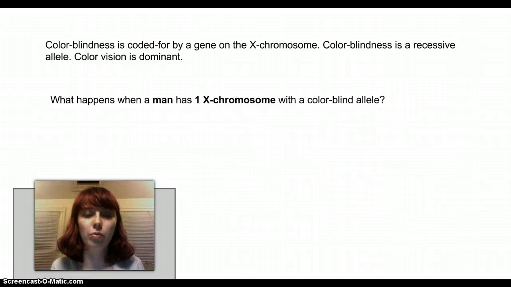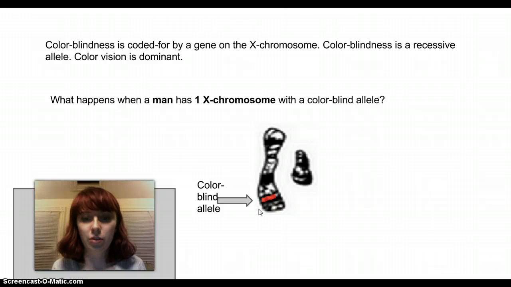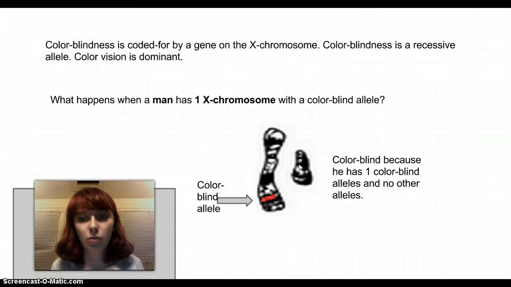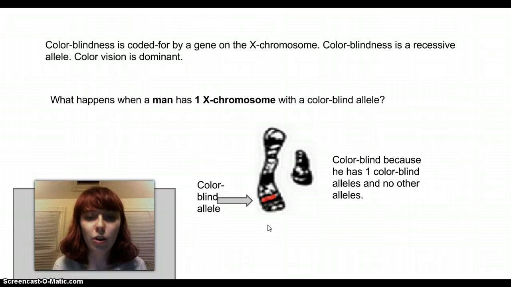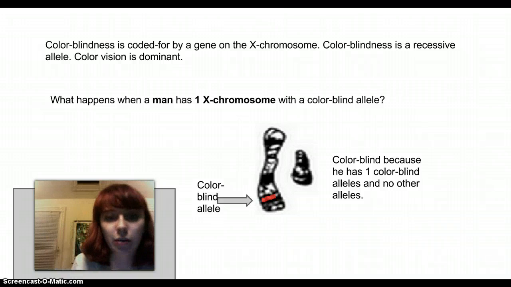Alright, so what happens when a man has just one X chromosome with a colorblind allele? Remember, he doesn't have another X chromosome. So he has the colorblind allele, and then this sad little Y chromosome over here. And he's going to be colorblind because he just has that one colorblind allele and no other alleles. So pretty much any disease or any trait that is coded for on an X chromosome alone will affect men a lot more than women, because women will have a 50-50 chance of getting it covered up by a good X chromosome, and men just have this Y chromosome, which doesn't really line up very easily.